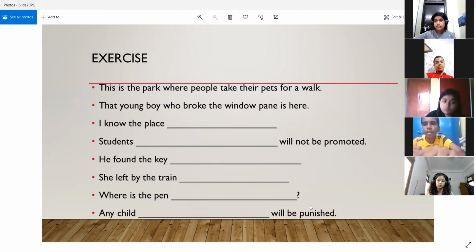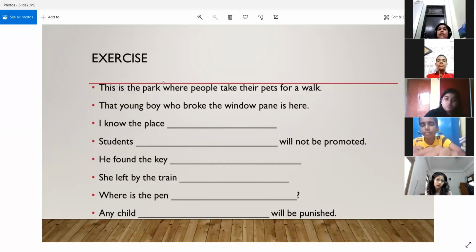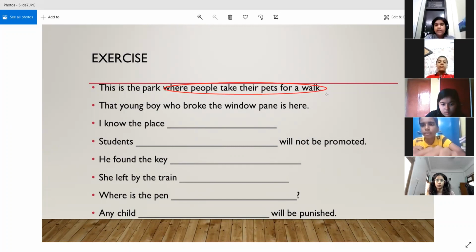Good afternoon. Sir, the adjective clause will be where people take their pets for a walk. Yes, because it is describing the park, giving some extra information about the park. This is the park. What is done in this park? What is the specialty of this park? So extra information is being provided about the park. And tell me the verb.